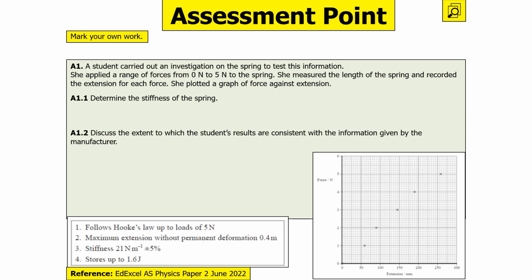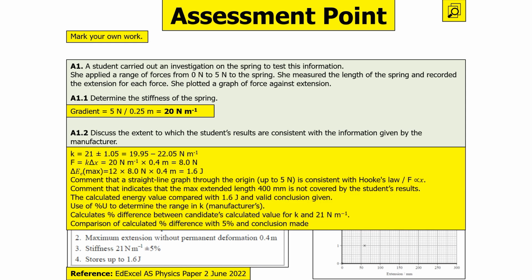Right, in this first one, the stiffness is the gradient of a force extension graph. So it's the gradient of the line, which when you draw it in is 20 newtons per meter. Now we can say here that the spring constant is going to be between about 19.95 and 22.0 newtons per meter. We know the force is the spring constant times the extension, so it's 8 newtons. Now we can say that the elastic potential energy is a half times the force times the extension, so it works out to be 1.6 joules.